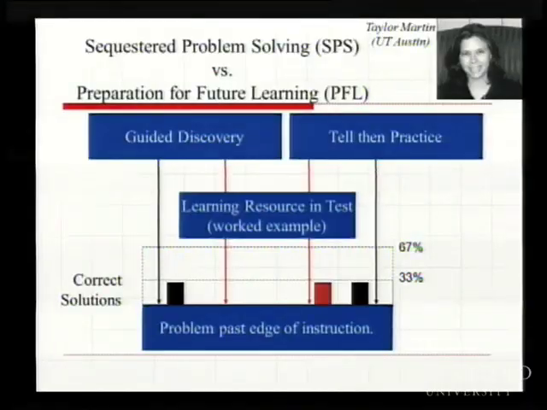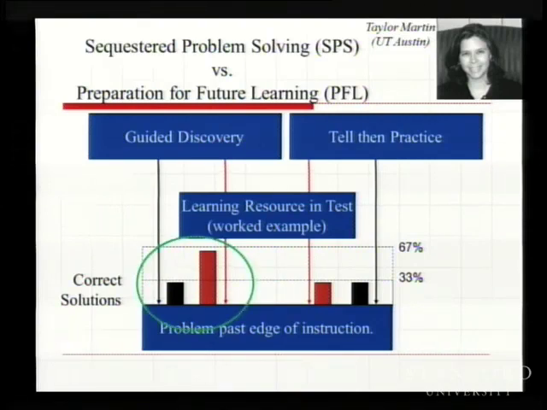And so what we find for the tell and practice is that these students weren't prepared to learn from the worked example, right? So it didn't do much for them. They didn't learn anything. They looked exactly the same. The ones who had my secret sauce instruction learned a lot from this worked example, even though there was nothing in there telling them you need to know this for something later. So these PFL assessments can pick up differences that the standard test can't.